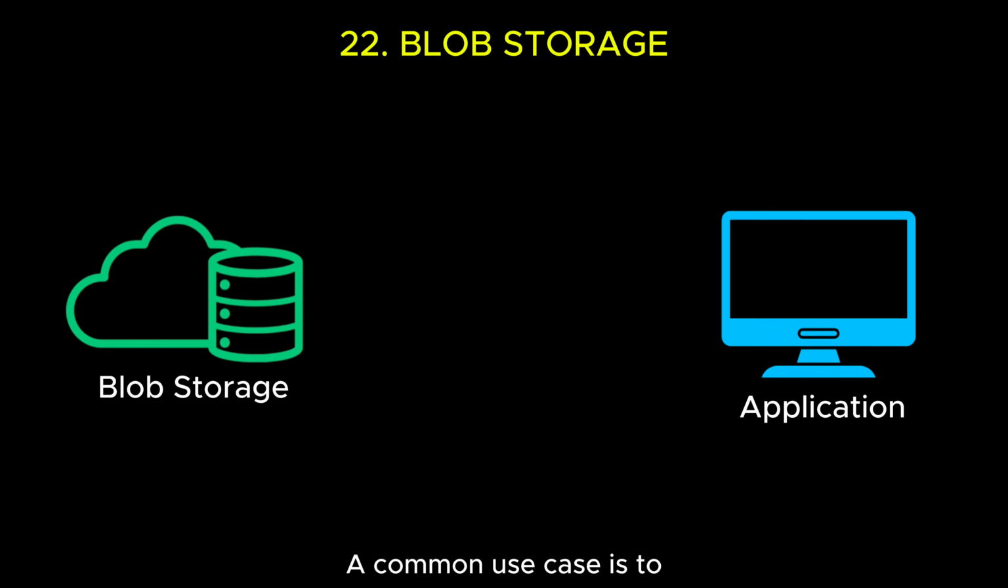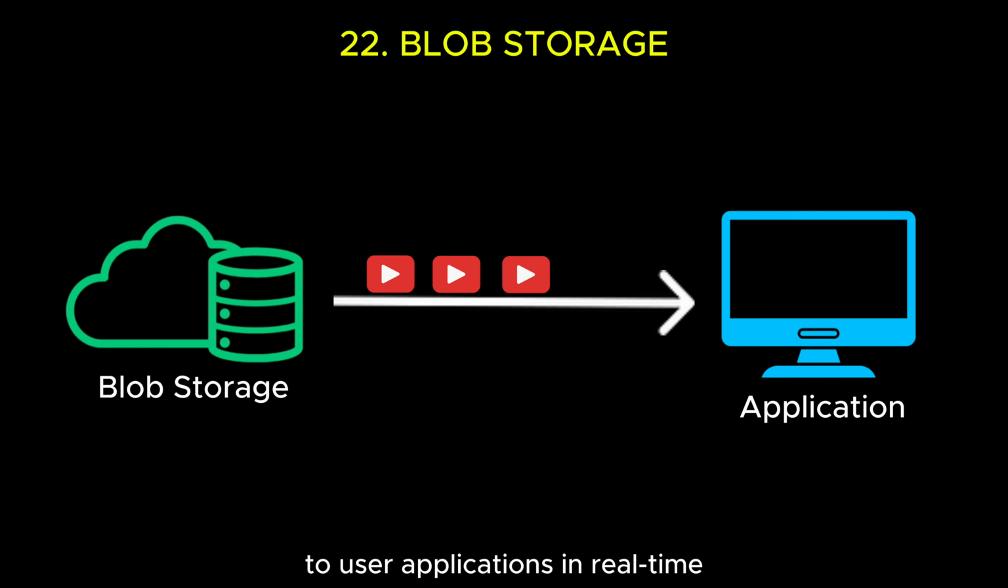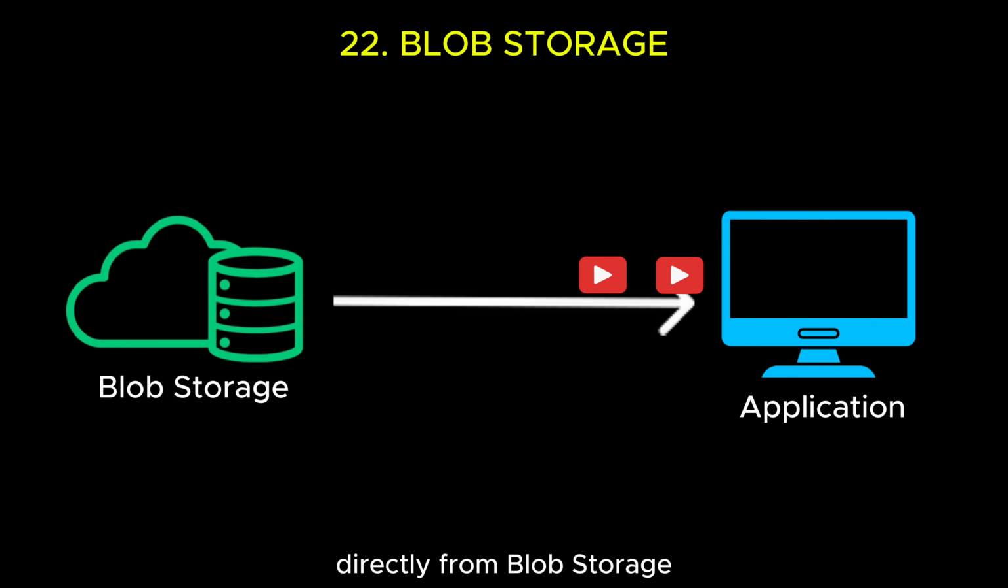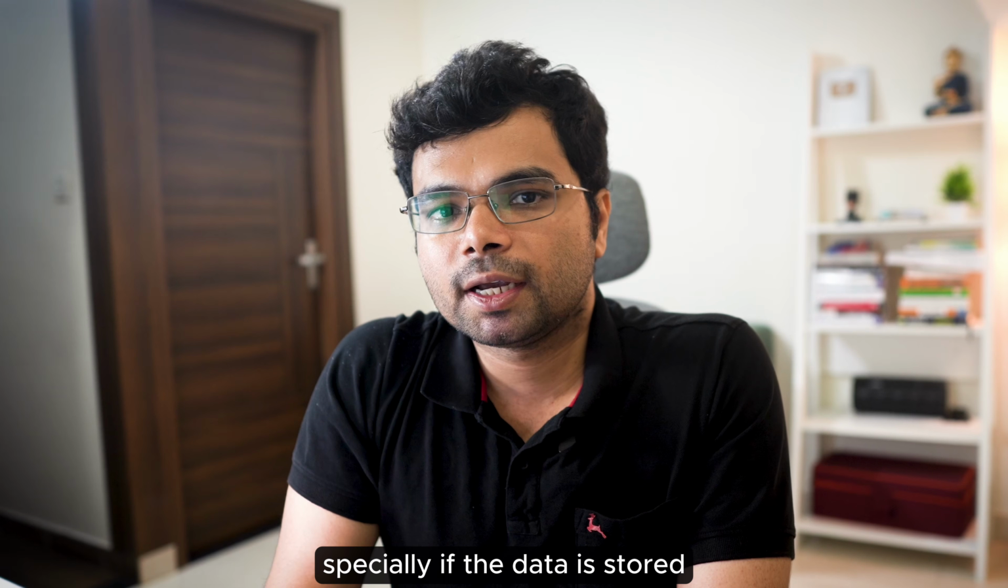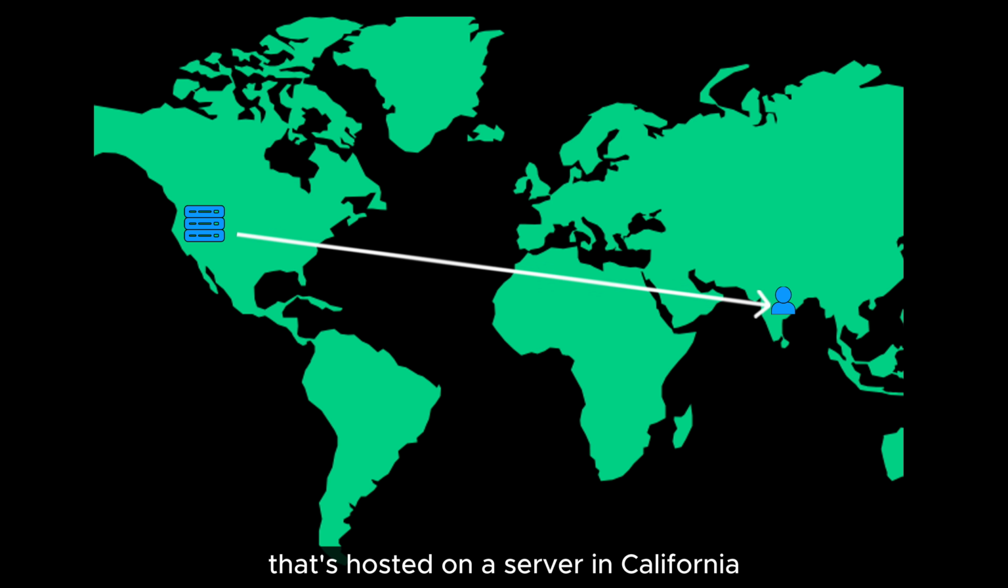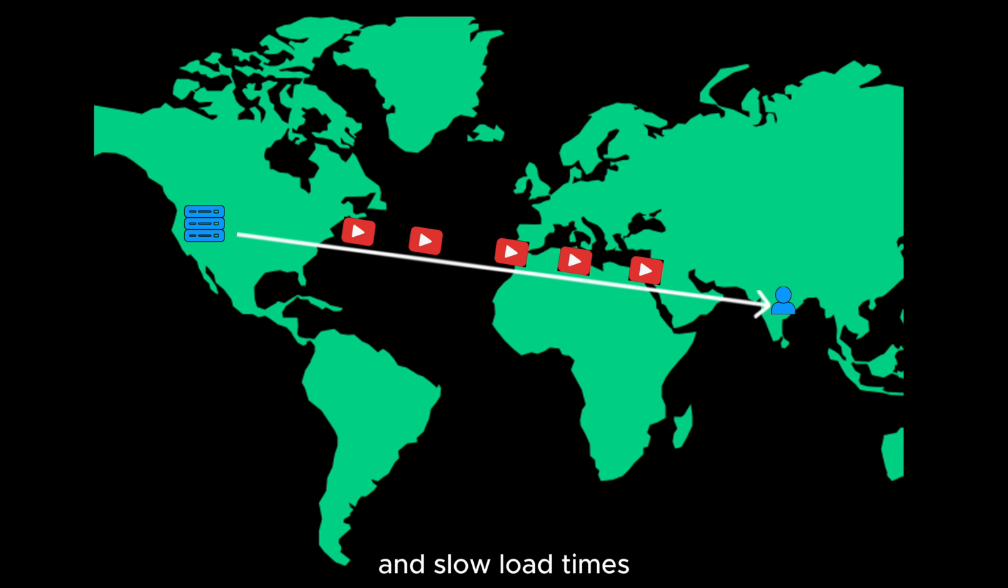A common use case is to stream audio or video files to user applications in real time, but streaming the video file directly from blob storage can be slow, especially if the data is stored in a distant location. For example, imagine you are in India trying to watch a YouTube video that's hosted on a server in California. Since the video data has to travel across the world, this could lead to buffering and slow load times.